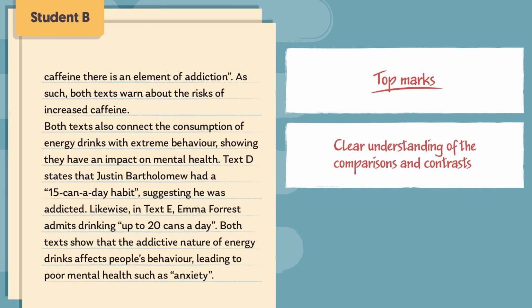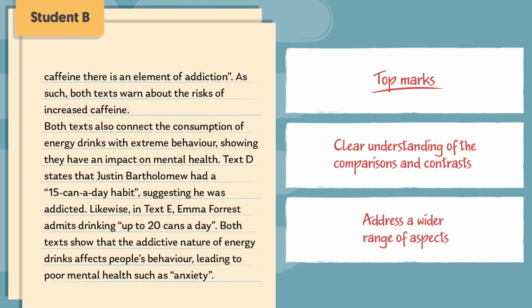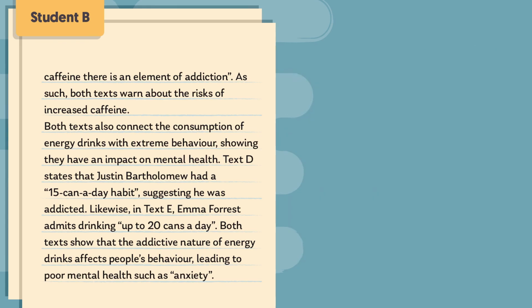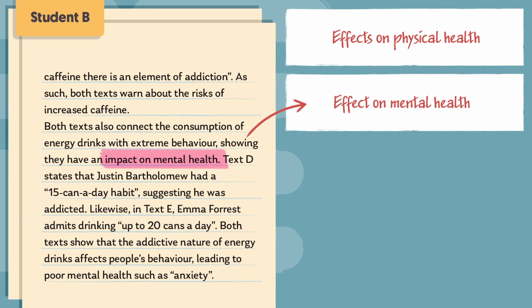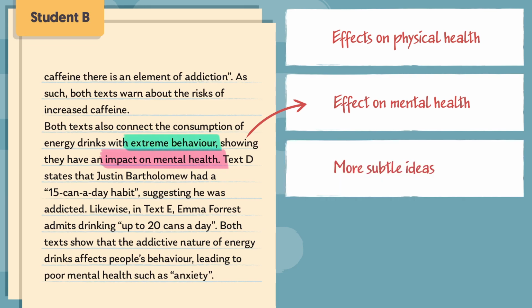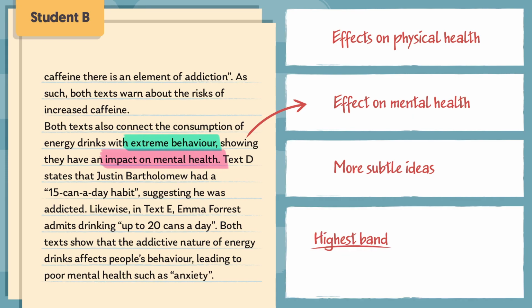As well as the clearer explanations, the best thing about this student's answer is that they address a wider range of aspects of the topic. As well as comparing the effects mentioned on physical health, they also make comparisons about the effects of energy drinks on mental health, looking for more subtle ideas and explaining how both texts show that energy drinks can lead to extreme behavior. This is a more sophisticated approach and helps the student earn marks in the highest band. Their answer is really thorough, meeting the examiner's requirements for top band answers to be sustained and detailed.